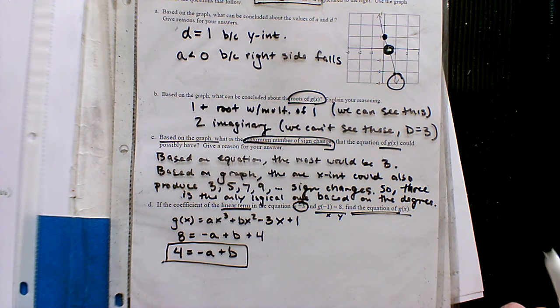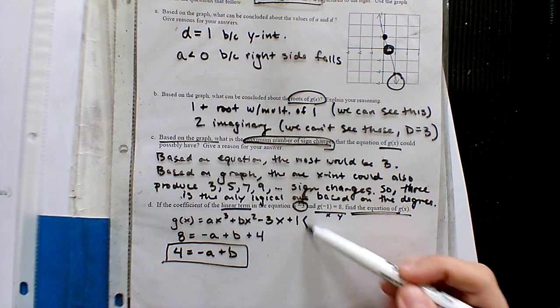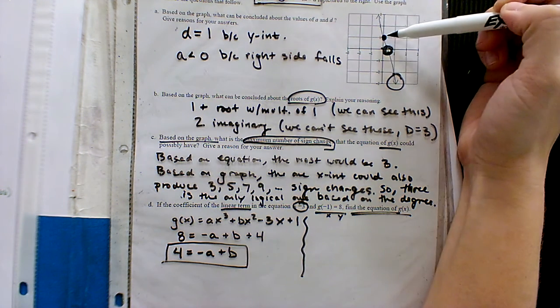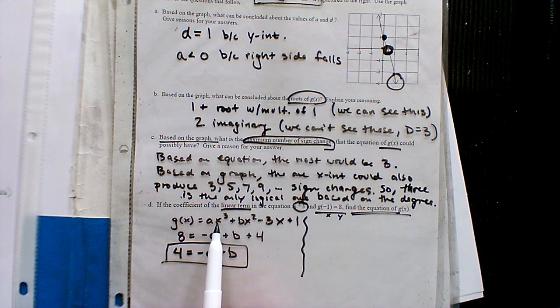Yeah? Would we be able to use a system for this? Like the fact that 0, 1 are zeros? Okay. Maybe we can use another point. So notice how if we have one equation with 2 variables, we can't solve it. So somehow we got to think of another equation to use to develop a system to help us solve it. So if we use the point 0, 1, if you were to plug in 0 for all those x's, that would get rid of a and b.